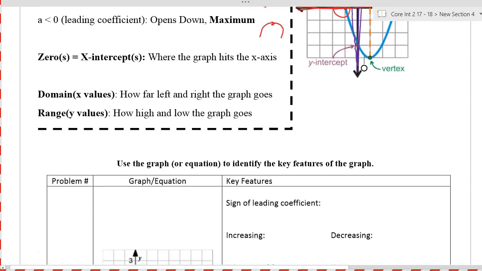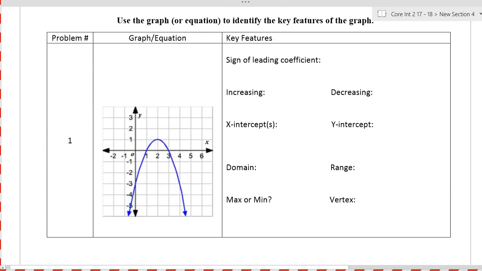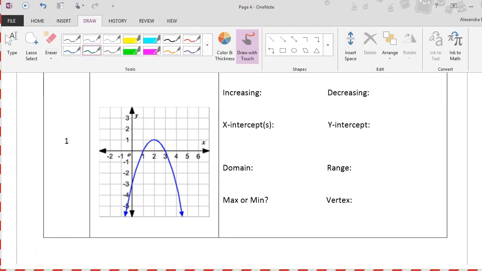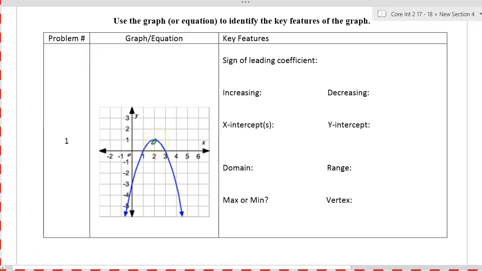All right, so let's look at how we find some of these things. This first one is just a graph. I'm going to kind of jump around. I'm going to start with our vertex. Our vertex, again, is the highest or lowest point. So let's draw it. It's right there. Where am I? I'm right 2, up 1. So our vertex is (2, 1). Is this a max or a min? Where is this point our highest or our lowest point? It's our highest, and therefore it's a maximum.